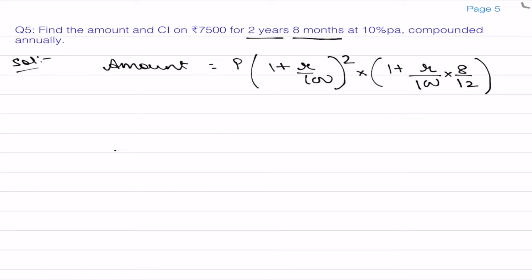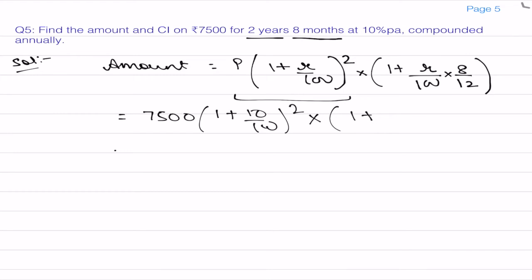So whenever it's like 2.5 years, we will take the 2 years complete like this, and the half year will be multiplied with the rate in the next bracket. Okay, so we'll put the values now. 7500 into 1 plus 10 upon 100 raised to the power 2 into 1 plus 10 upon 100 into 8 upon 12.